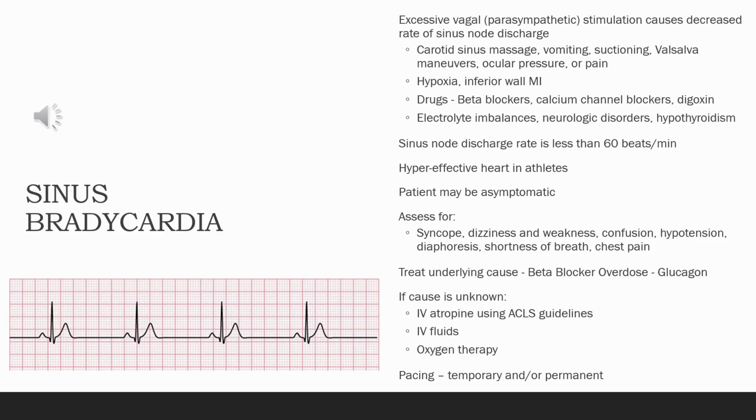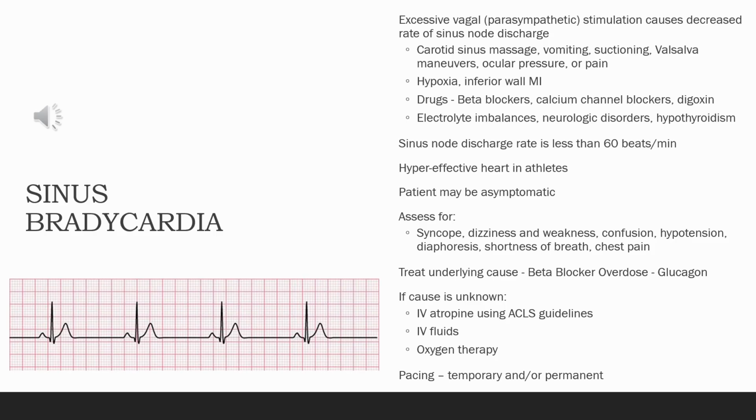So again, going back to that rhythm analysis method we talked about. First, we're going to look at the heart rate. We can see that it's less than 60 beats per minute. Typically in bradycardia, it's still going to be above 40 beats per minute, but less than 60 is what defines sinus bradycardia. Next, we look at the regularity of the rhythm. Our R to R intervals are consistently spaced, which means we have a regular rhythm.